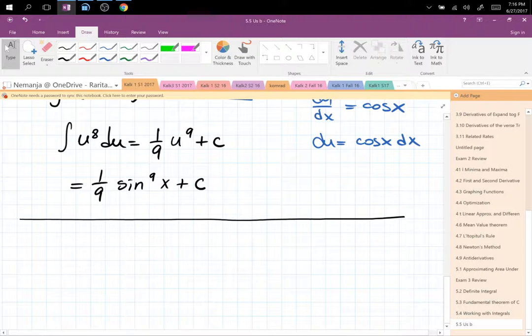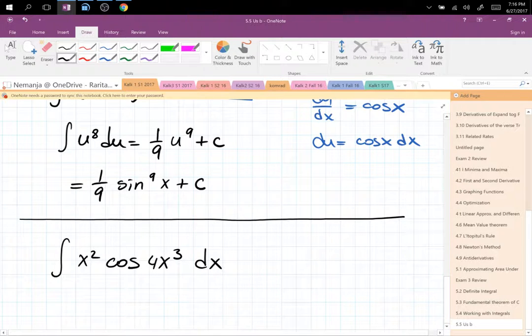One more problem. Say, integral of x squared cosine 4x cubed dx. So how many functions do we have? How many functions do we see? 3. Very good, 3. We have x squared, we have a cosine of something, and we have 4x cubed, right? So there are 3 functions.